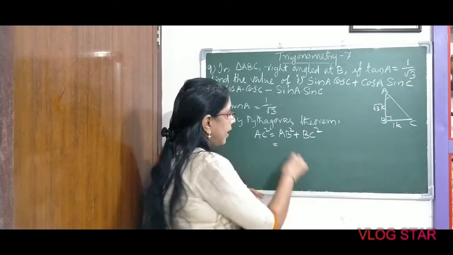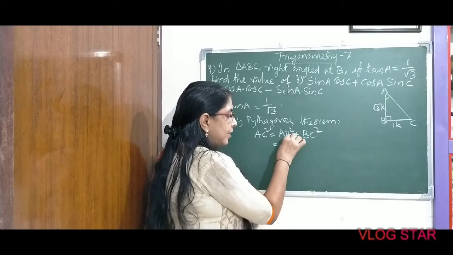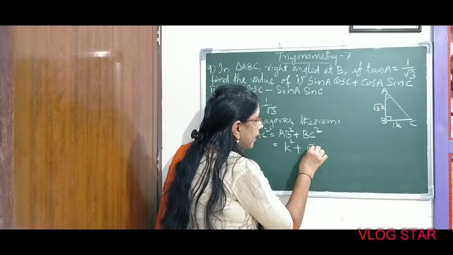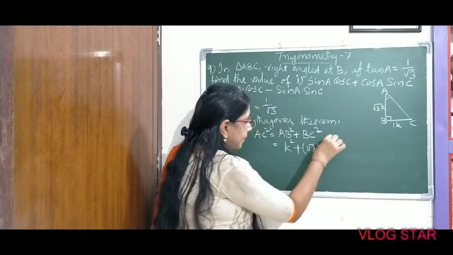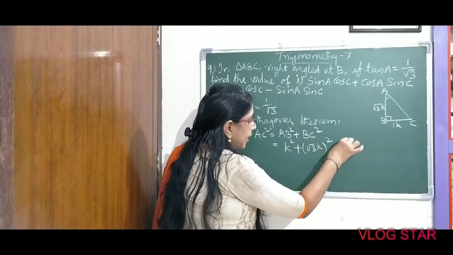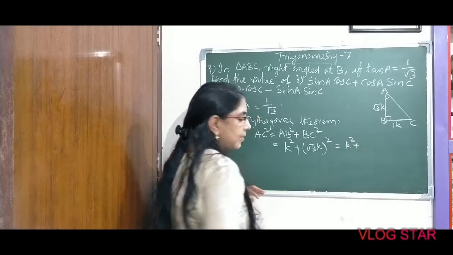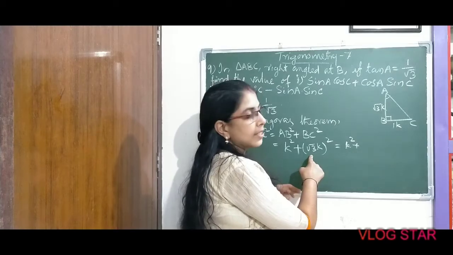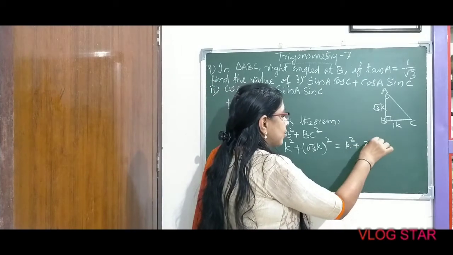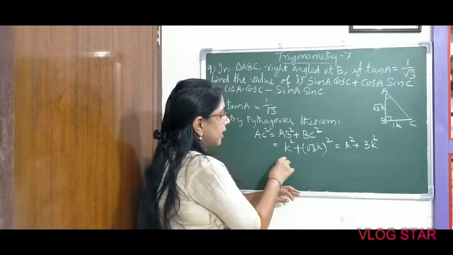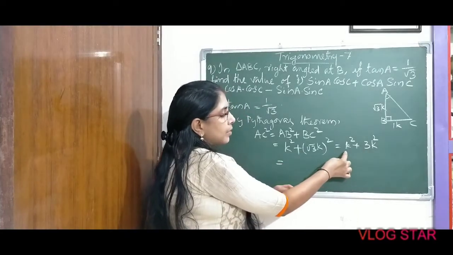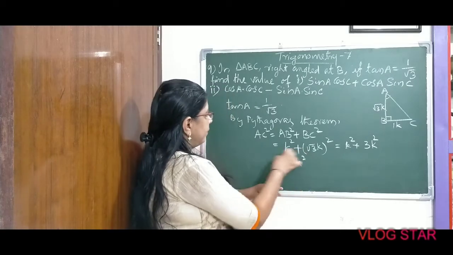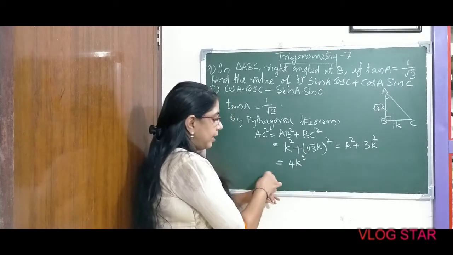AB is 1k, which means k itself. So k square plus BC is root 3k, the whole square. It is equal to k square plus, what is the square of root 3? Root 3 into root 3 is 3 itself. 3k square. Therefore, we get 3k square plus 1k square, that is 4k square. Therefore, AC square is 4k square.